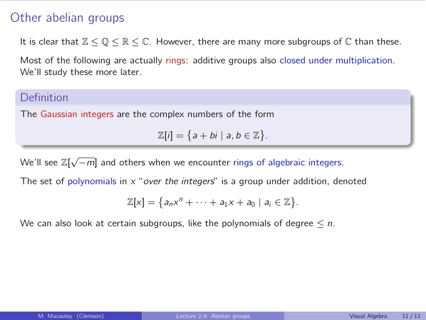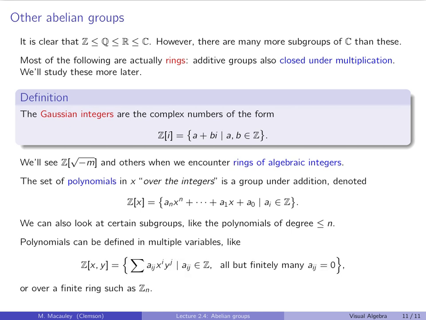The set of polynomials in a variable x, we say over the integers, meaning the coefficients are integers, is a group under addition. We write that as Z square brackets x. So once again, we study these more in ring theory because they have a multiplicative structure. We can also look at certain subgroups of polynomial rings, like we can take the polynomials of degree less than or equal to n.